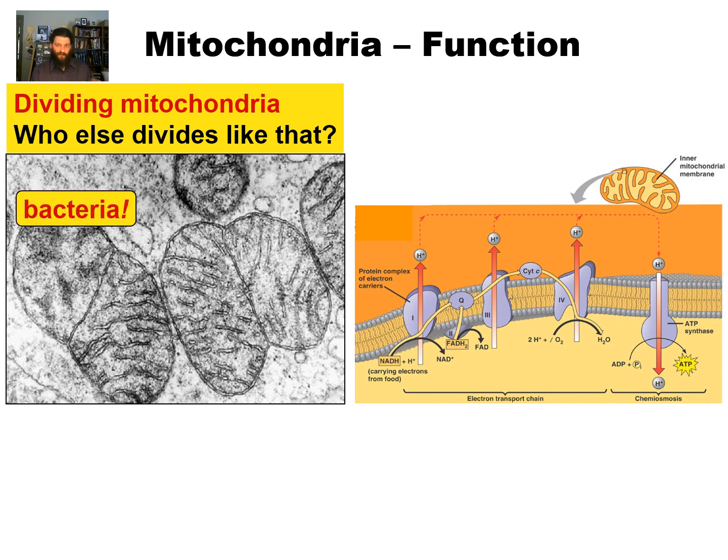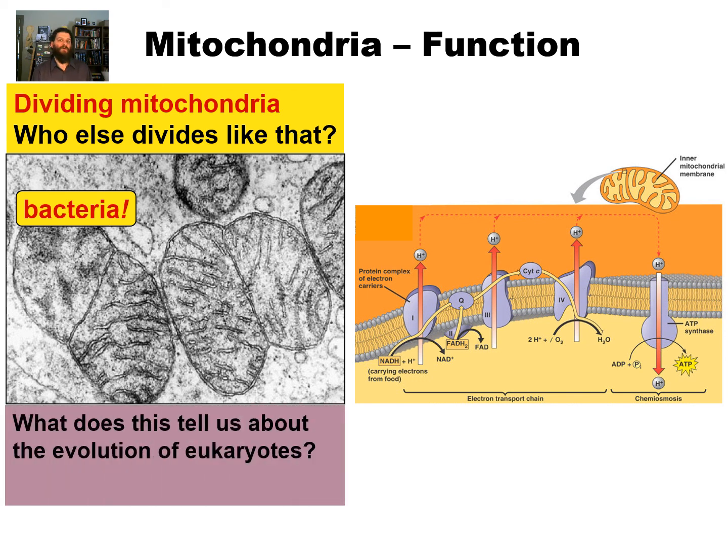Lynn Margulis took all of this data, all this information, and formulated what she referred to as the endosymbiotic theory, talking about how mitochondria and chloroplasts were once free-living bacteria on their own, developed a symbiotic relationship, and then became completely dependent upon their host cells, and the host cells completely dependent upon them.